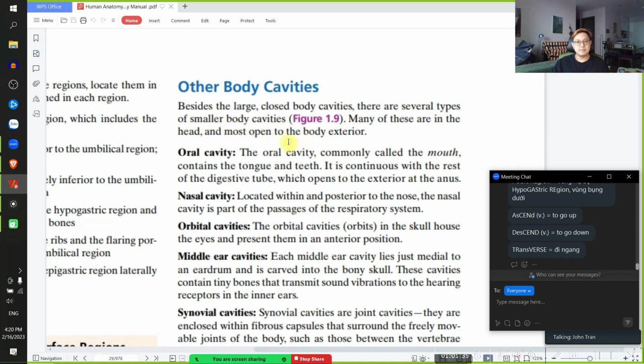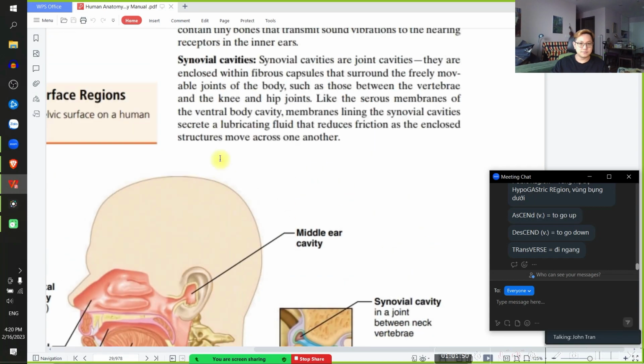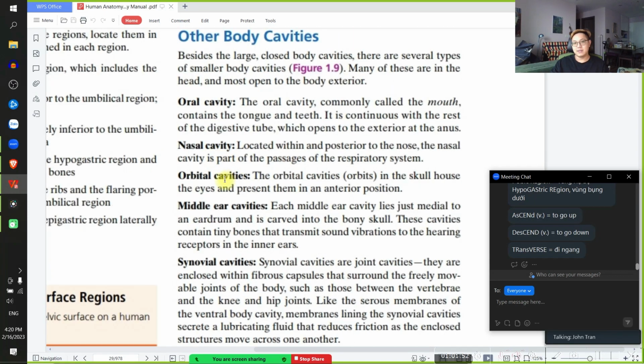Many of these in the head, most open to the body exterior. Thì những cái khoang khác này, nhiều cái nằm ở trong cái đầu, và sẽ mở ra với phần bên ngoài cơ thể. So we have oral cavity, khoang miệng. So other body cavities.